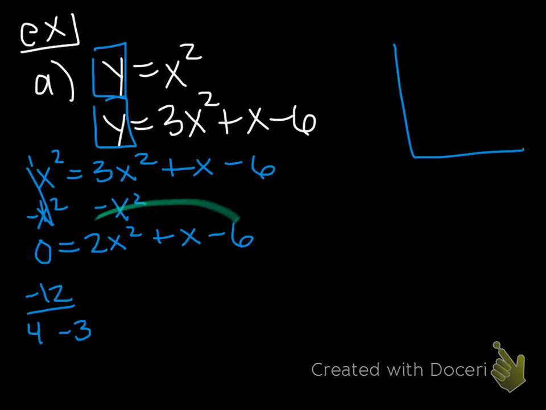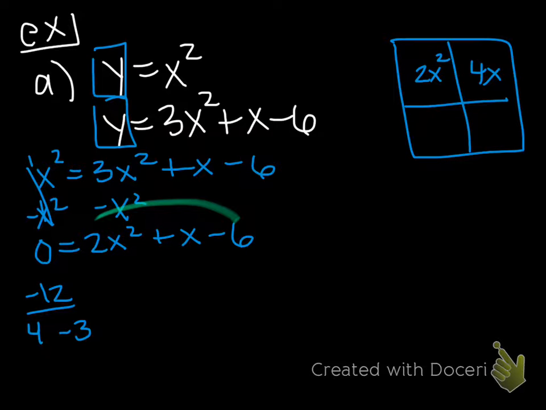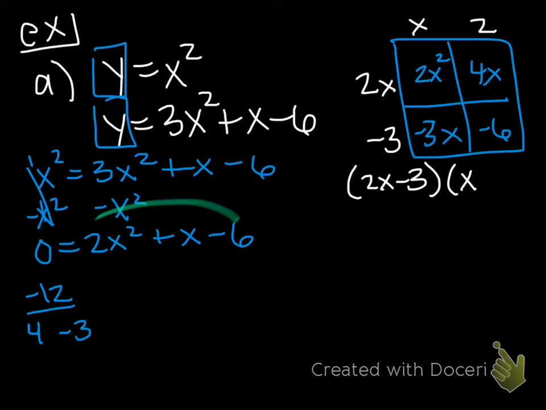So I'll do the box this time. Again, I'll try and alternate it. So I have a 2x squared, a 4x, a negative 3x, and a negative 6. And now you find the outside. So that top row, 2x squared and a 4x, has a 2x in common. 2x squared and a negative 3x has an x in common. Negative 3x and negative 6 has a negative 3 in common. And that 4x and negative 6 has a 2 in common. So this factors to be 2x minus 3 and x plus 2.